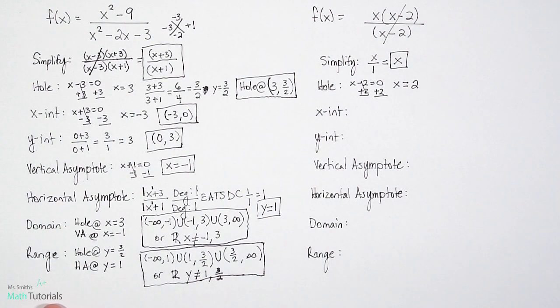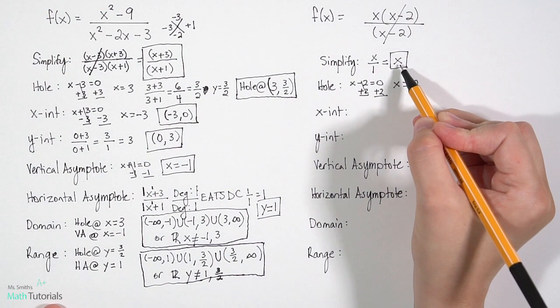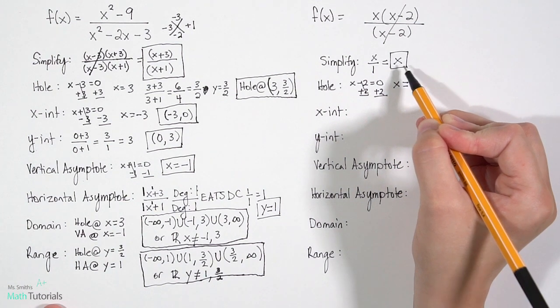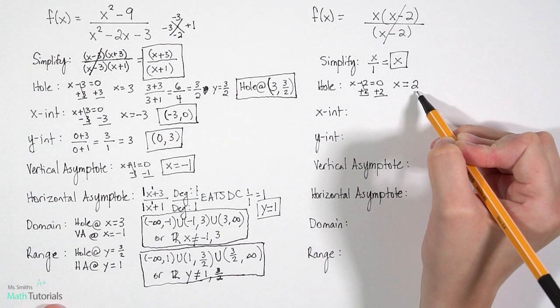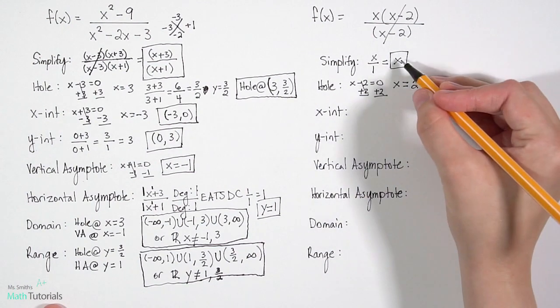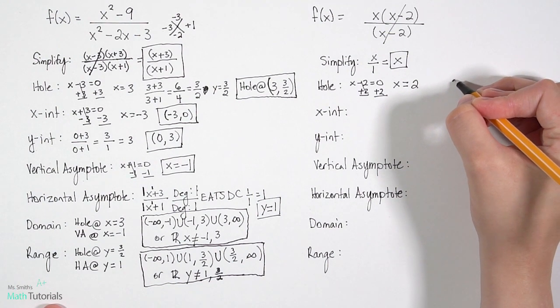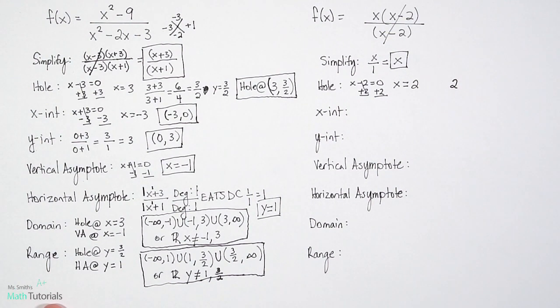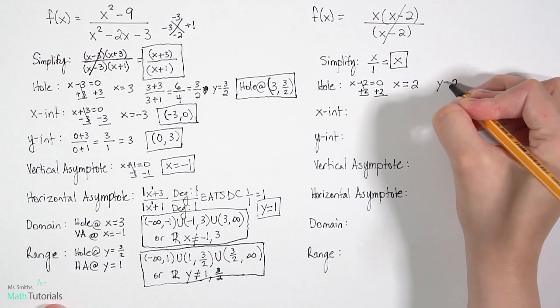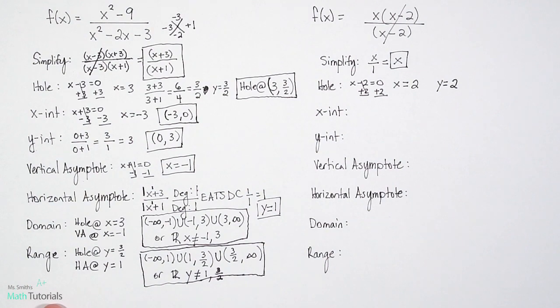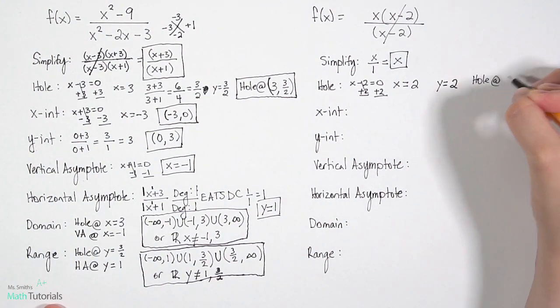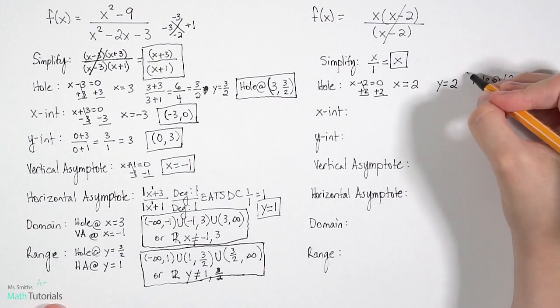So we know the x coordinate of the hole is 2. To figure out the y coordinate, remember that we just replace all the x's in the simplified version with the x coordinate. So in this case, this feels kind of weird, but we would just say, okay, if I just replace the x with the x coordinate and simplify, well, there's not really much to simplify. It's just 2. So that's okay. That just means our y coordinate of the hole is 2. In this case, we have a hole at 2, 2.